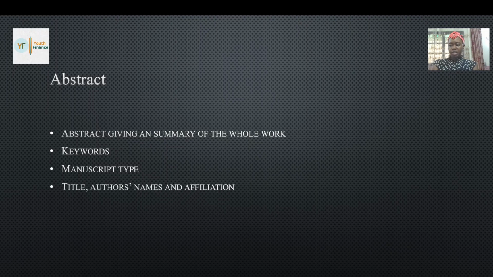Mind you, the abstract appears on the first page of the paper or the manuscript, and above it we have the title of the paper or the manuscript, followed by the authors' names and their affiliation. And here the affiliation should be linked to the originate place you started writing your manuscript.